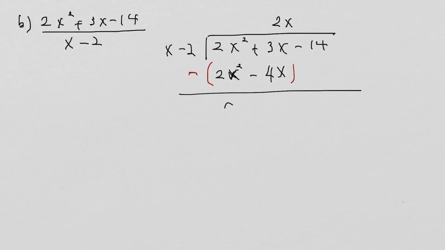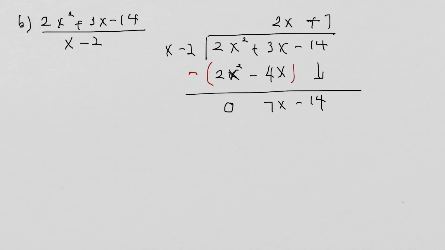Then you get 0 from x squared. You get 3 minus negative 4, which is 7x. Bring down the next digit, negative 14. Now you're going to think about what you need to multiply x by to become 7x. Hold on, let me erase this for a minute. And you're going to multiply by positive 7.